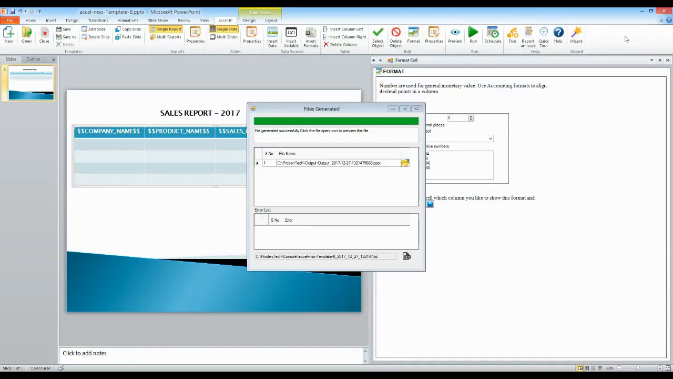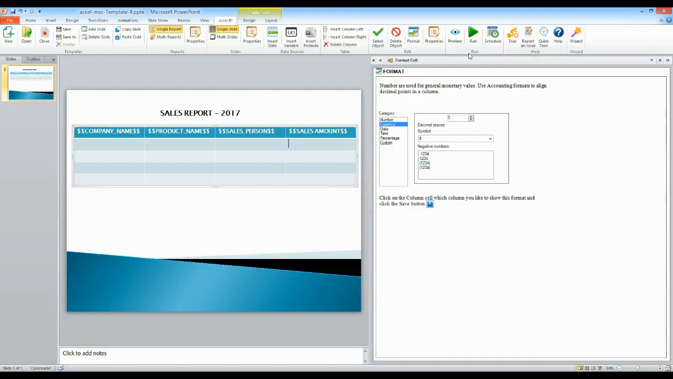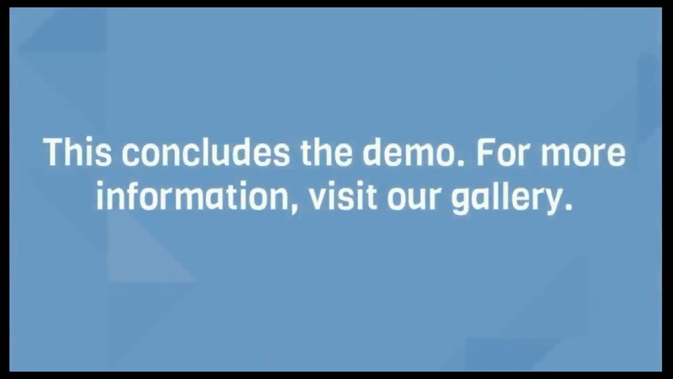Once the template is designed, use the Run icon from the accel-BI ribbon to generate the PowerPoint file. This concludes the demo. For more information, visit our gallery.